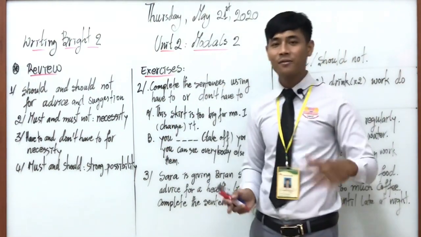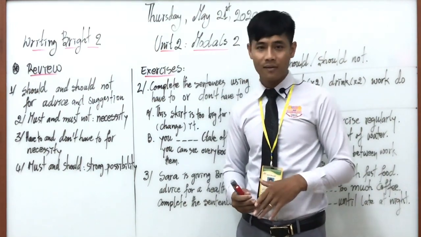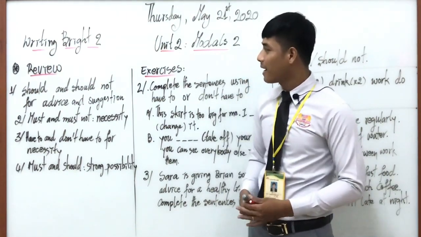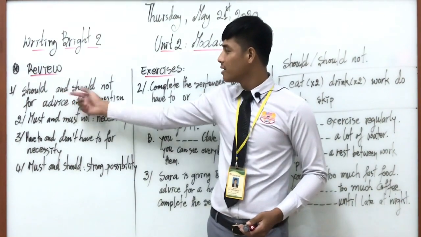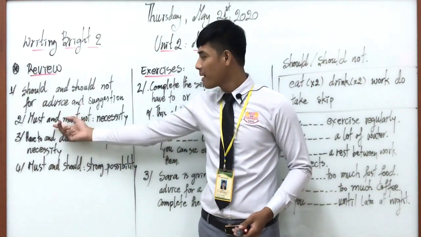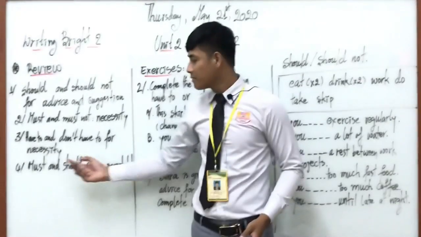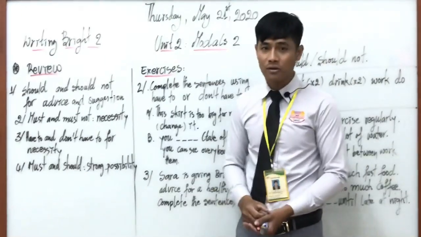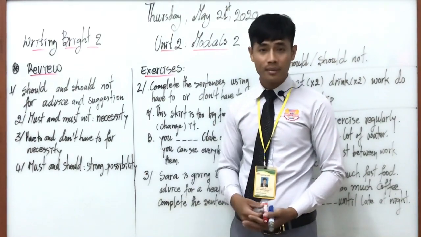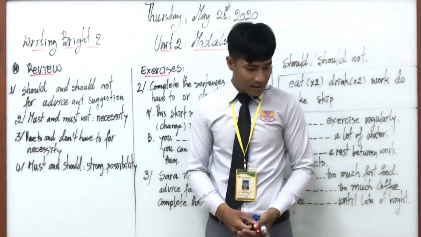So what have we learned so far from the previous video, everyone? Okay, we learned about should, shouldn't, should not, must, must not, have to and don't have to, and must and have to for a strong possibility also. Okay, good job, everyone.